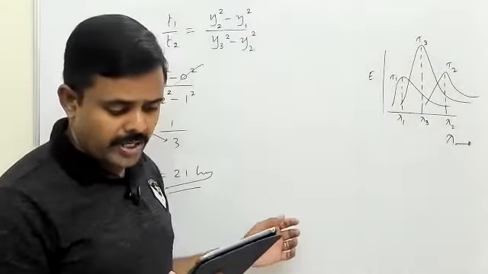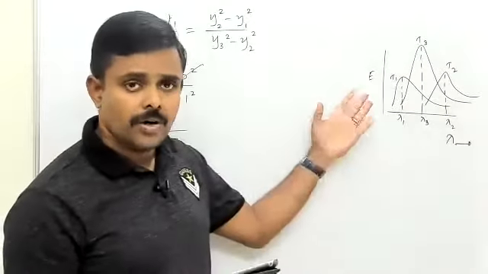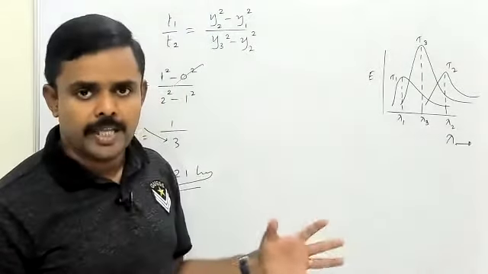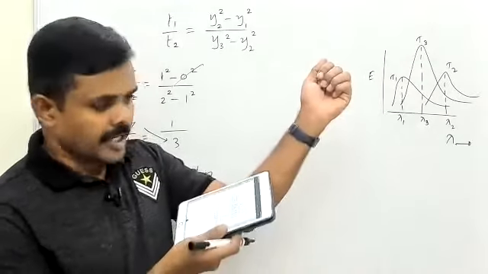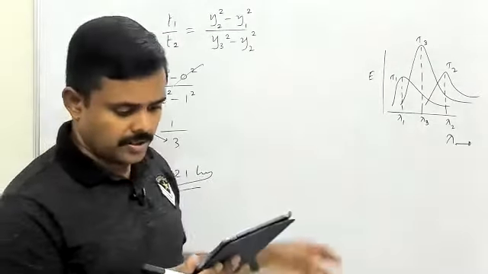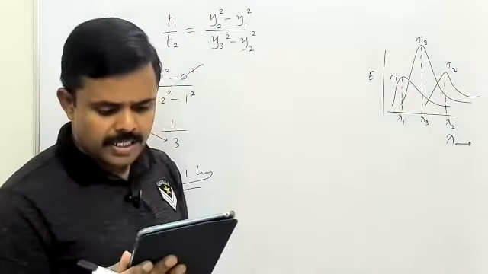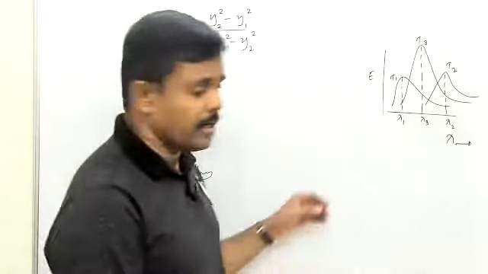We are on question number 11. Plots of intensity. Intensity means E or I, whatever you call it: energy radiated per area per second. That's also called intensity. It is drawn like this. I have drawn 3 graphs here. T1, T2, T3 are the temperatures. The temperatures are such that, can you tell me the order?